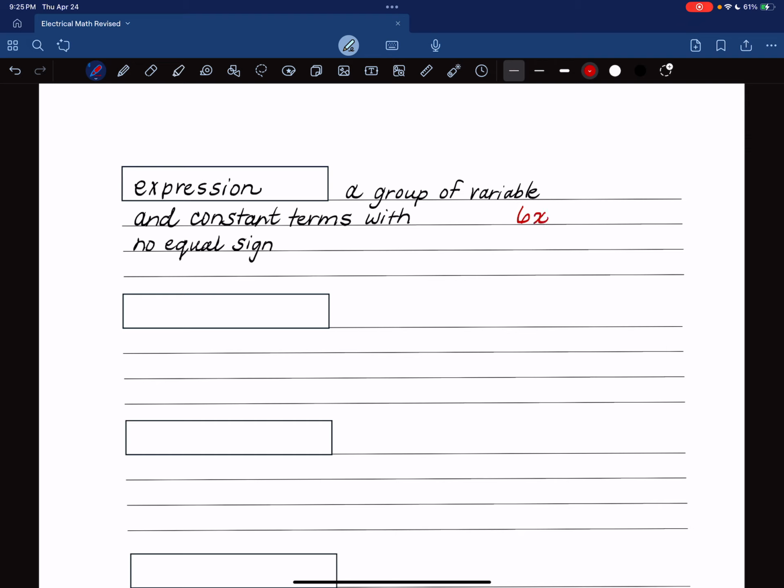6x, that's one term. It has a constant 6 and a variable x. 6 and x are being multiplied in that term. And this is called a monomial because it is just a single term by itself. So what if I took that 6x and I added a y to it? This is two terms, 6x and y. This is called a binomial.